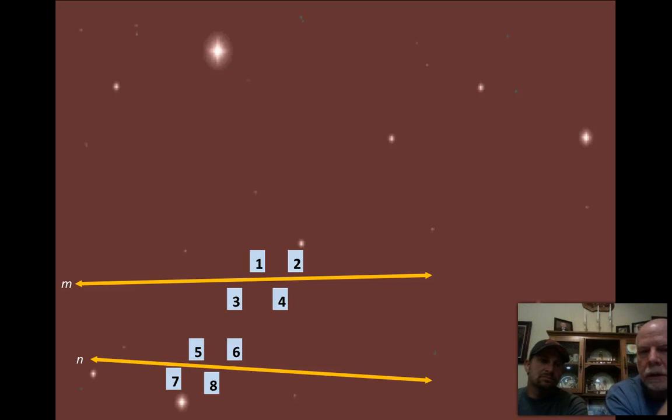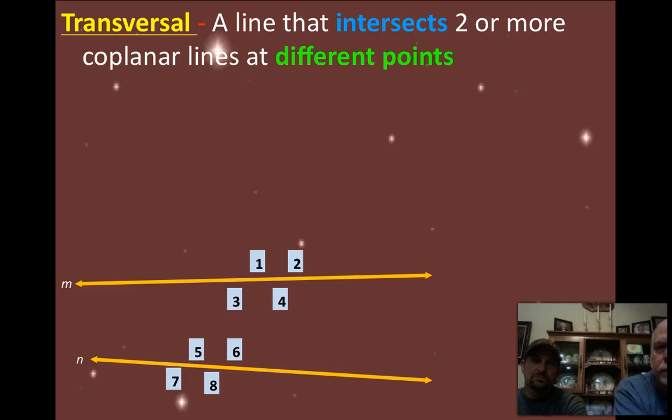They're going to eventually hit each other. And so we're just going to take two lines, M and N in this case, and we're going to take another line and make that line hit the other two lines. It's going to intersect both of those lines somewhere. And that line that intersects two or more other lines has a very specific name, and it's called a transversal. Okay?